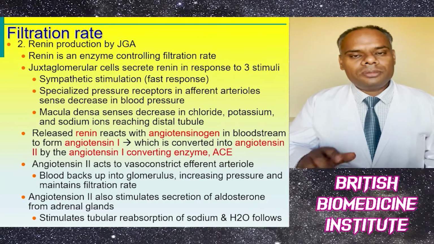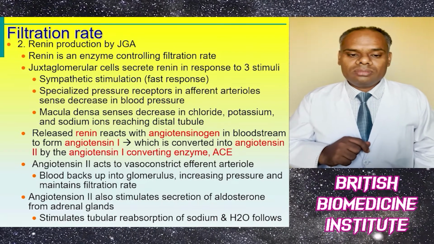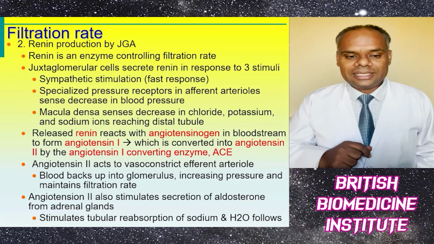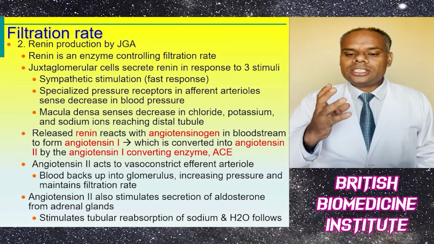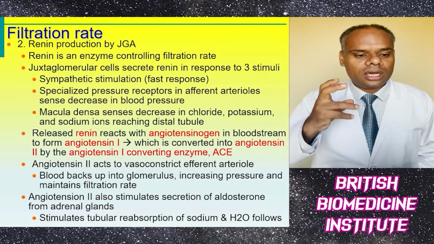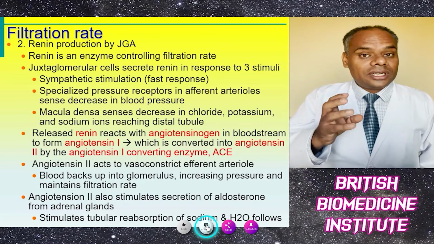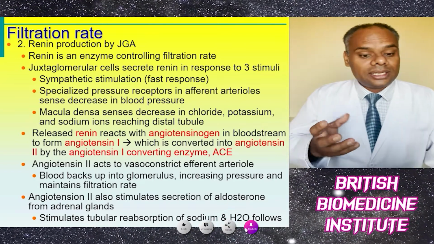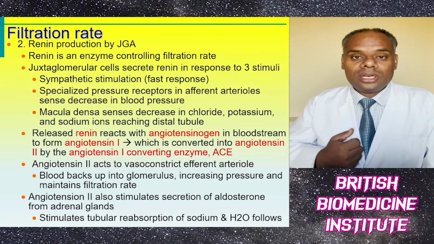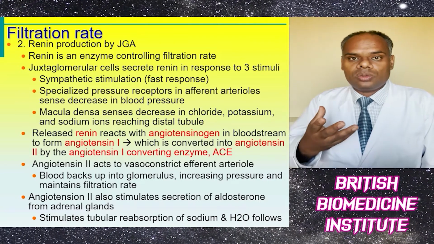Renin is produced by the JGA. Renin is an enzyme controlling filtration rate. Juxtaglomerular cells secrete renin in response to three stimuli, and they are fast responders. They are sympathetic stimulators. Specialized baroreceptors in the afferent arterioles sense a decrease in blood pressure. The macula densa senses a decrease in chloride, potassium, and sodium ions reaching the distal tubules.